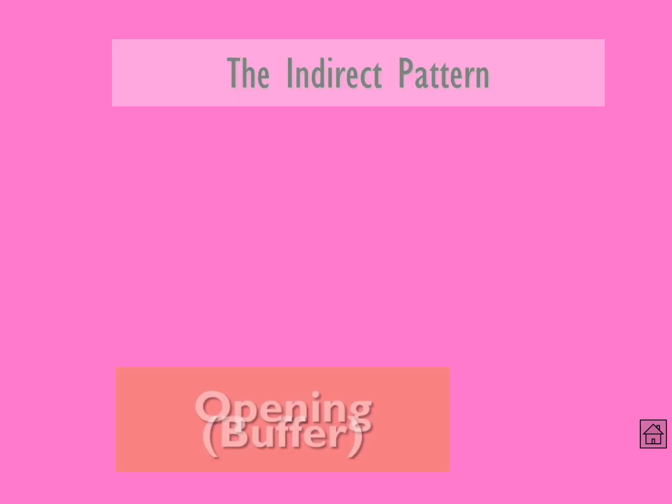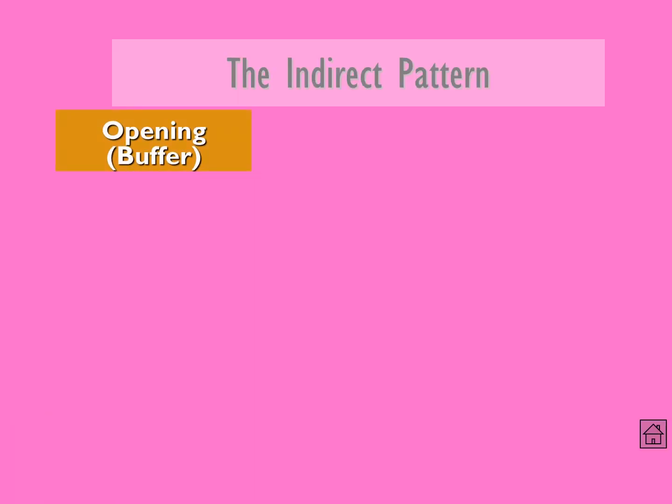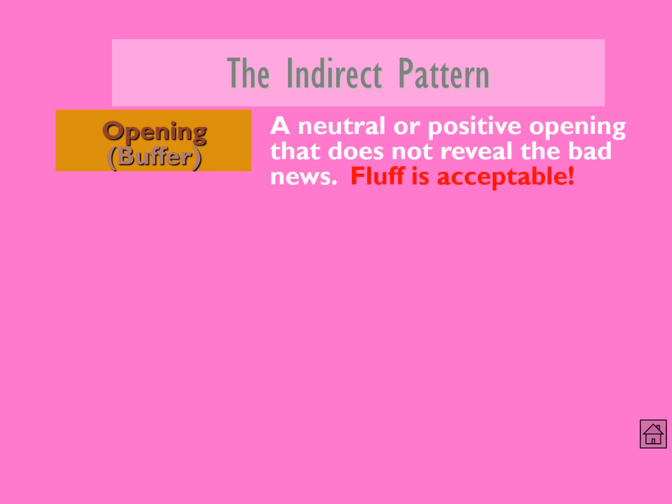Now let's talk about the pattern. With routine messages, we've always had a direct pattern. You start with an opening that states the purpose, the body states the details, and the closing states maybe a summary and a call for an action. We're not going to use that with bad news. The opening is a neutral or positive opening that does not reveal the bad news. Now, in this case, fluff is acceptable, but don't overdo the fluff, okay? Keep it to a minimum. I'll give you an example in a little bit.